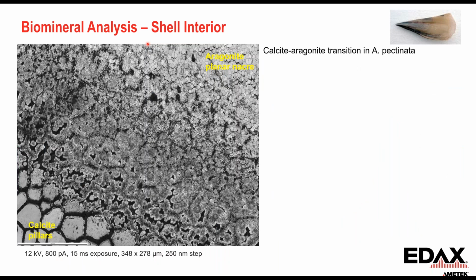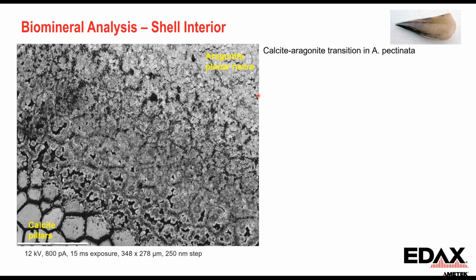So this is a shell where we see a calcite aragonite transition, and calcite and aragonite are both calcium carbonate phases. So chemically they're the same, but crystallographically they're different. So this is the image quality map here. Down in the lower left there are these calcite pillars. Up in the top right there's the aragonite planar nacre, collected at 12 kV, 800 picoamps.